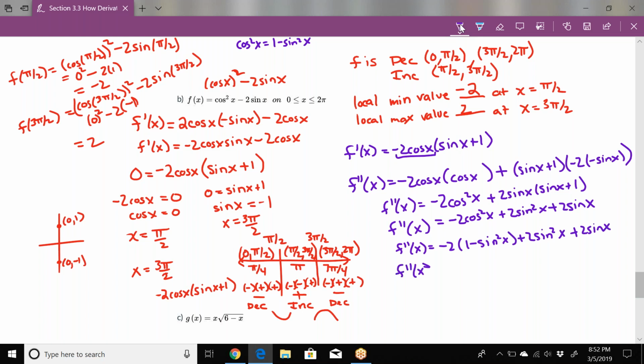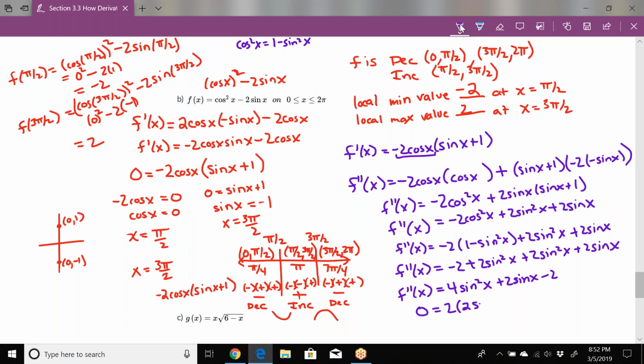So that's negative 2 times 1 minus sine squared x, plus the 2 sine squared x plus 2 sine x. Then this turns out as negative 2 plus 2 sine squared x plus another 2 sine squared x plus 2 sine x. Combining like terms, we get 4 sine squared x plus 2 sine x minus 2. And then I can factor this and set it equal to 0 now. So I'm going to pull out a 2 first. So that's 2 sine squared x plus sine x minus 1.